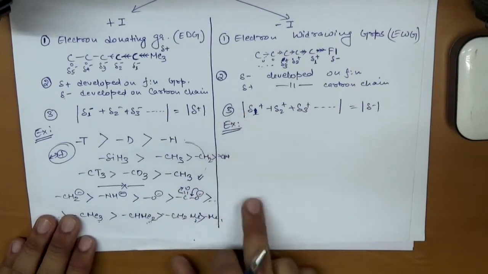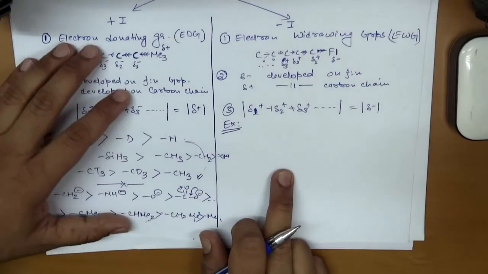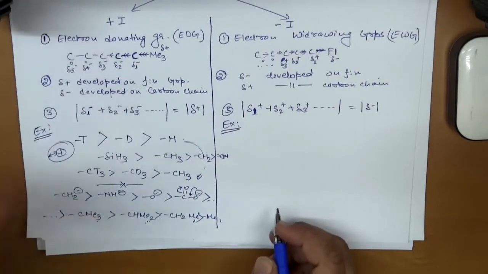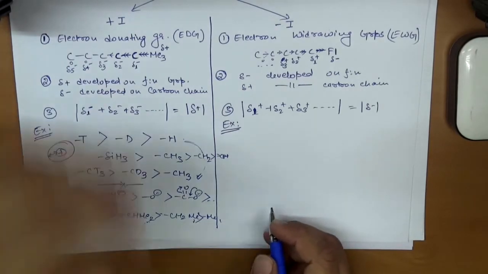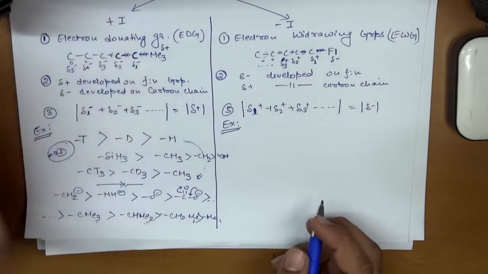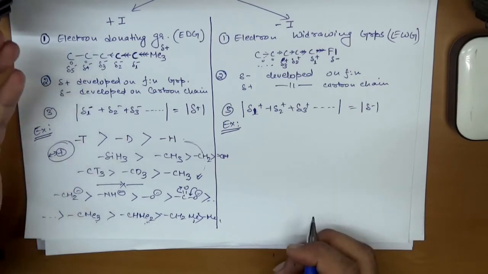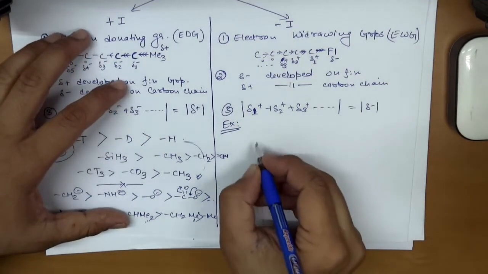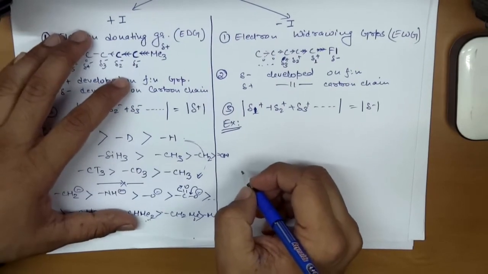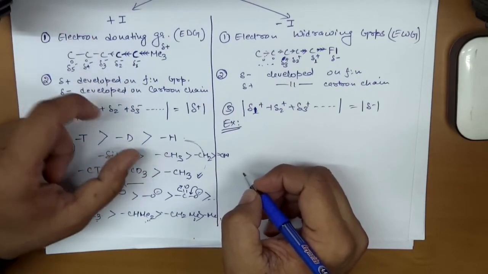Now let us talk about the examples in electron withdrawing groups. Tell me, carbon hates negative charges on it. Likewise, nitrogen also hates a positive charge on it, because nitrogen is an electronegative compound.